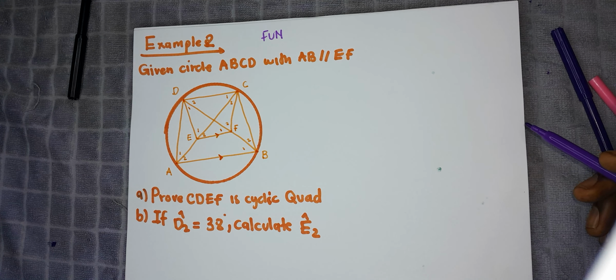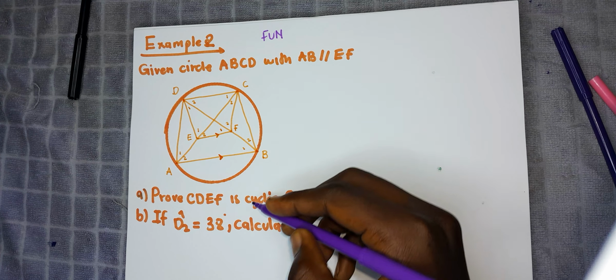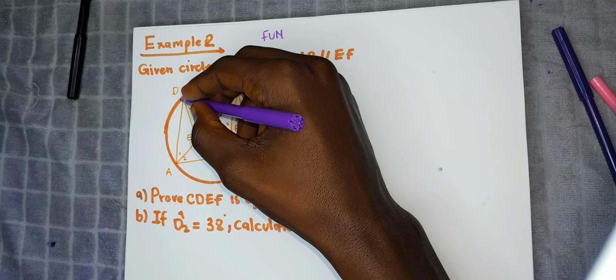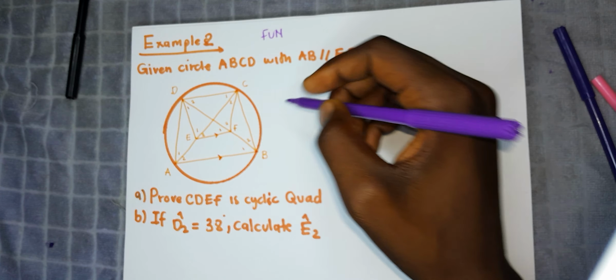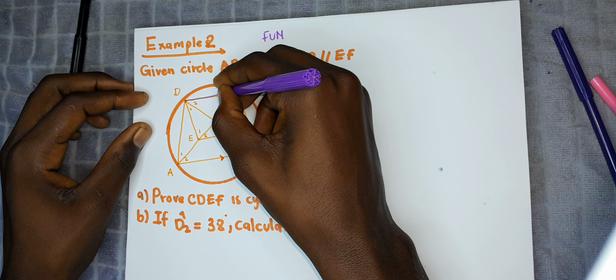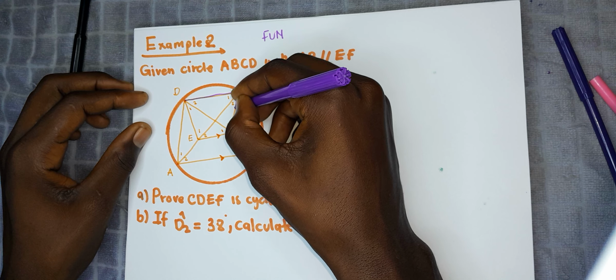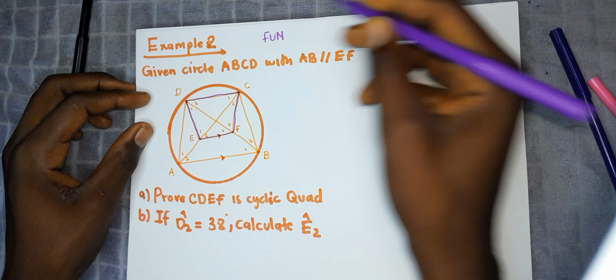What does the question need? The question needs that we must prove that CDEF is a cyclic quadrilateral. You can see, they ask us to prove that this is a cyclic quadrilateral. They are asking us to prove that this is a cyclic quadrilateral.